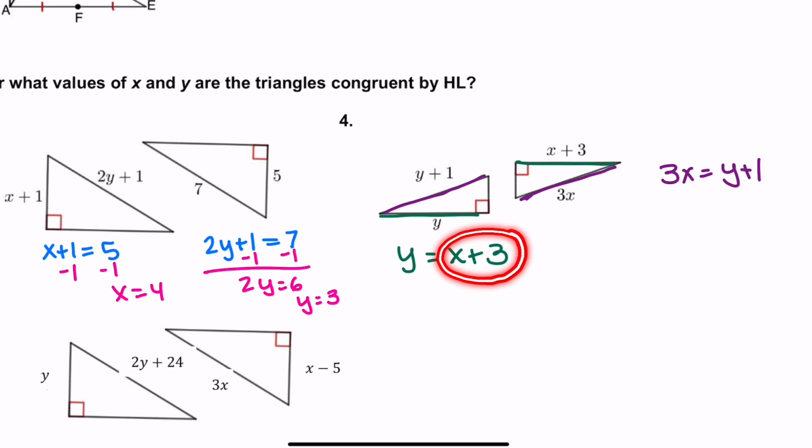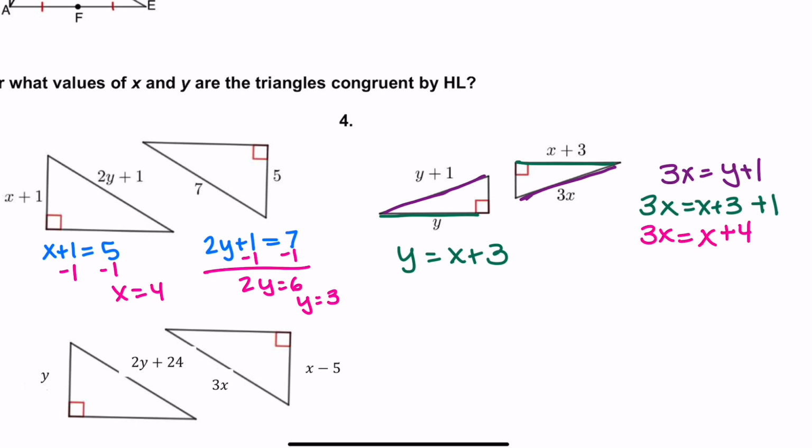We know y equals x plus 3. We're going to take that x plus 3 and substitute it into the y of the other equation. So we will have 3x equals x plus 3 instead of y, and then we add our 1. I see a 3 and a 1 on the one side, so x plus 4 equals 3x. I want to get the x's together. I'm going to minus an x from both sides. 3x minus an x is 2x equals 4. Divide by 2. And since 2 times 2 is 4, x equals 2.